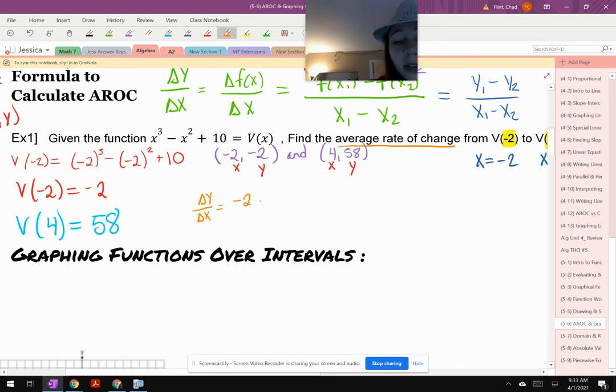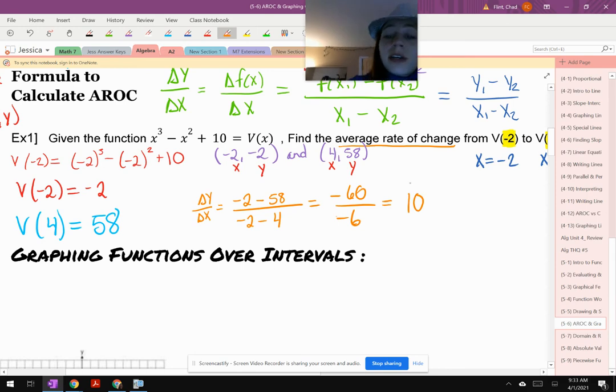Alright, so change in y over change in x. So negative 2 minus 58 over negative 2 minus 4. Negative 2 minus 58 is negative 60 over 4, 5, 6. Negative 6, which simplifies out to be a positive 10. So the average rate of change is 10.